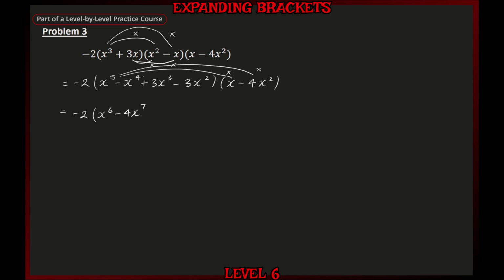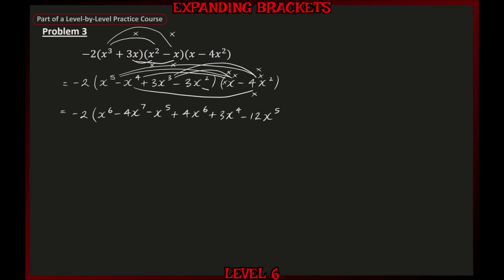Next, we have minus x to the power of 4 times x, which is going to be minus x to the power of 5, and minus x to the power of 4 times minus 4x squared is positive 4x to the power of 6. Next, we have 3x cubed multiplied by x, which gives us a plus 3x to the power of 4, and 3x cubed multiplied by minus 4x squared is minus 12x to the power of 5.